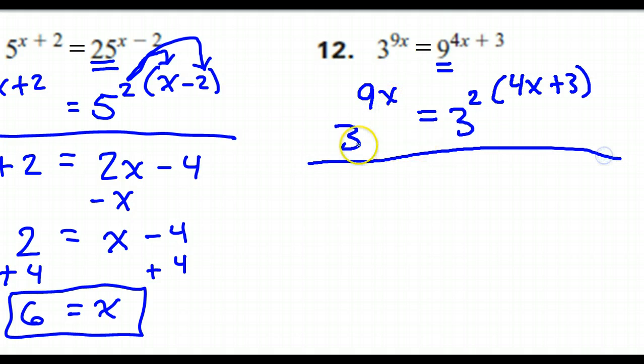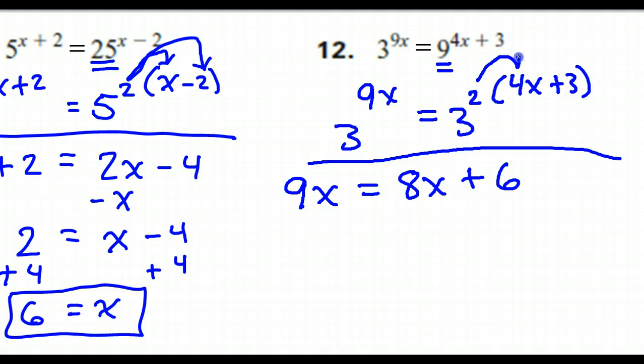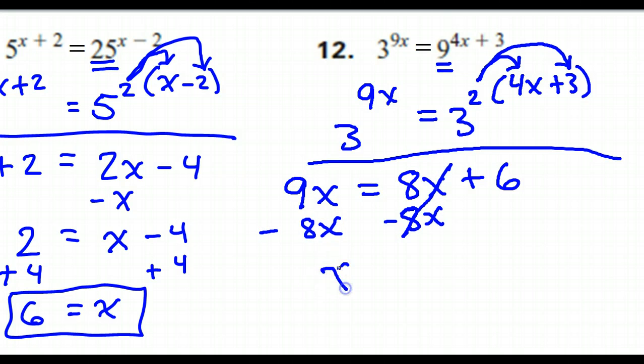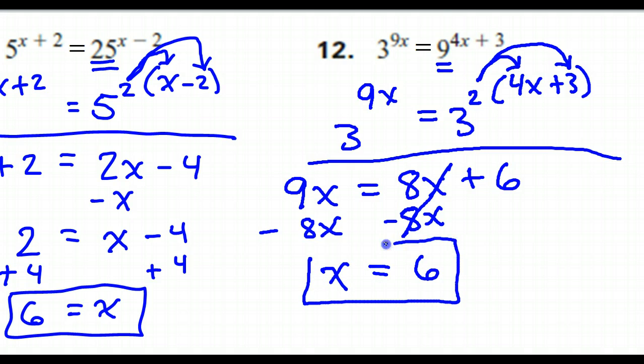Now that the bases are the same, 3 and 3, logic tells me that these exponents are the same. So 9x must equal 8x plus 6. I got the 8 and 6 by doing the distributive property. Getting the x's together by subtracting. So I subtract 8x from both sides. Alright, so those are out. 9 minus 8 is 1, so x equals 6. Okay, was that the last problem?